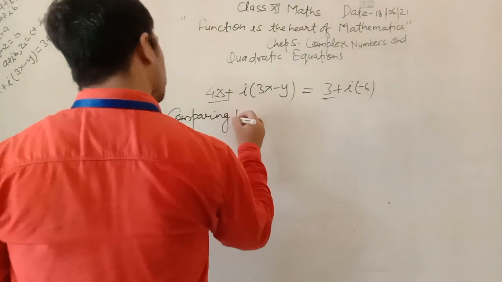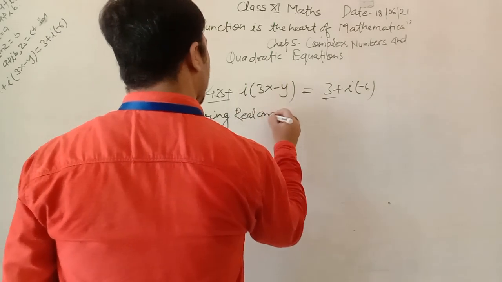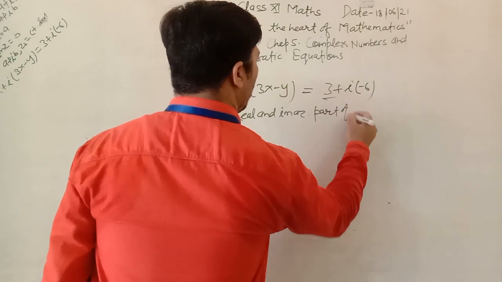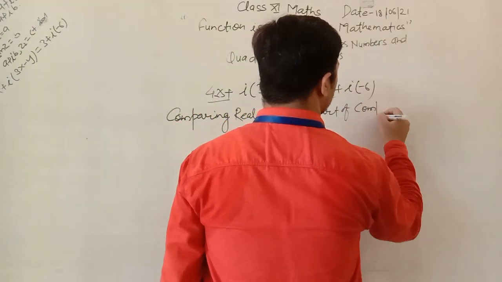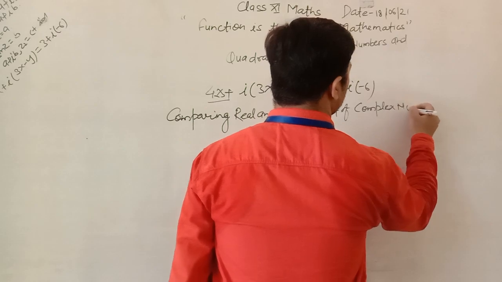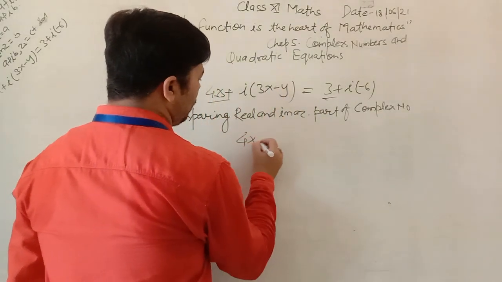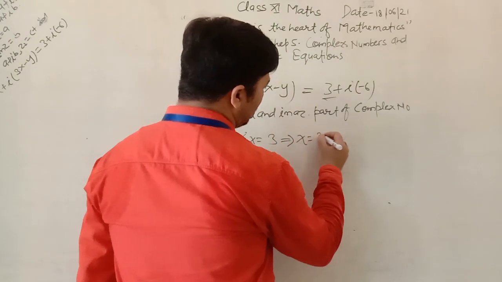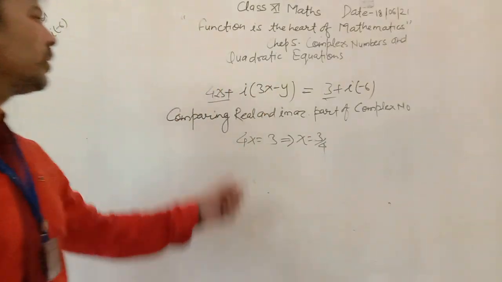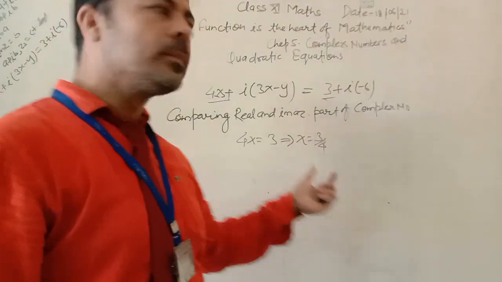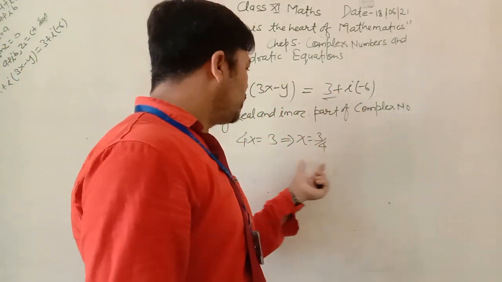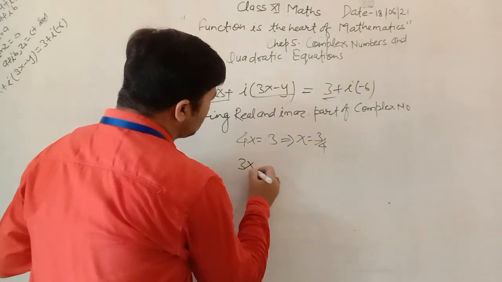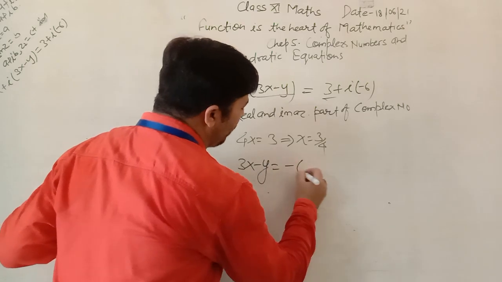So firstly you have to write down: comparing real and imaginary parts of the complex number. The real part is 4x, and 4x is equal to 3, which implies that x is equal to 3 by 4. This is from the real part. And for the imaginary part, comparing gives 3x minus y is equal to minus 6.